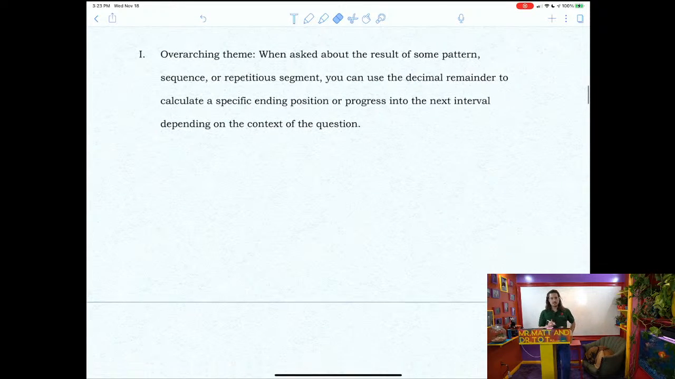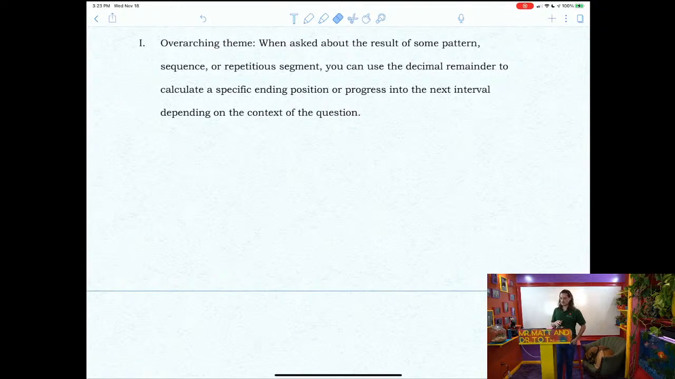So just to repeat the gist of what I covered in that first example: when asked about the result of some pattern, sequence, or repetitious segment, you can use the decimal remainder to calculate a specific ending position or progress into the next interval, depending on the context of the question.